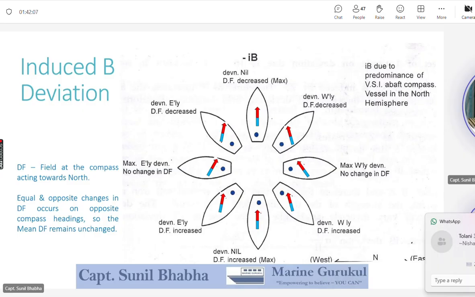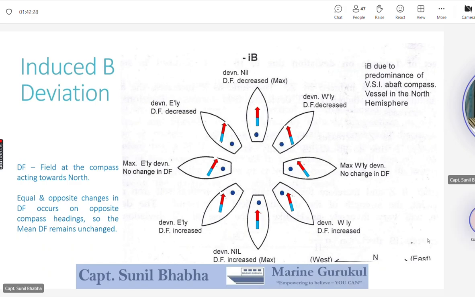Okay. No change with respect to if the compass was located on a wooden ship, where there was no ship's magnetism. So the directive force is exactly the same as what it was without the ship structure.